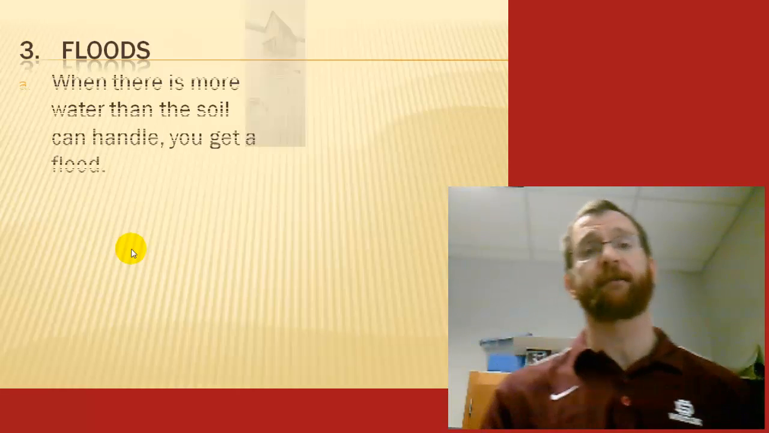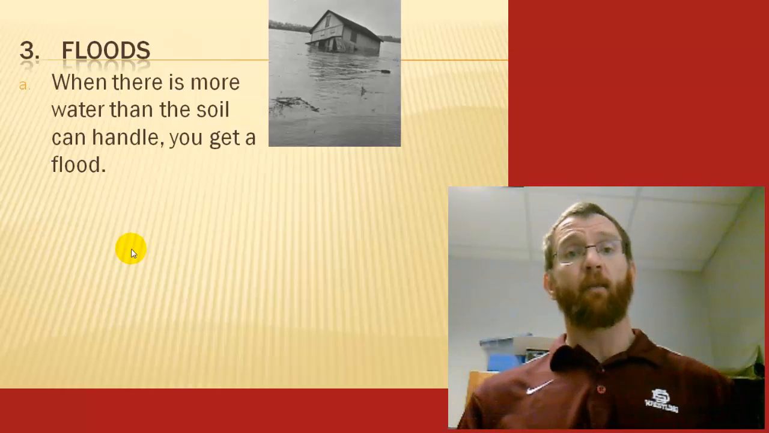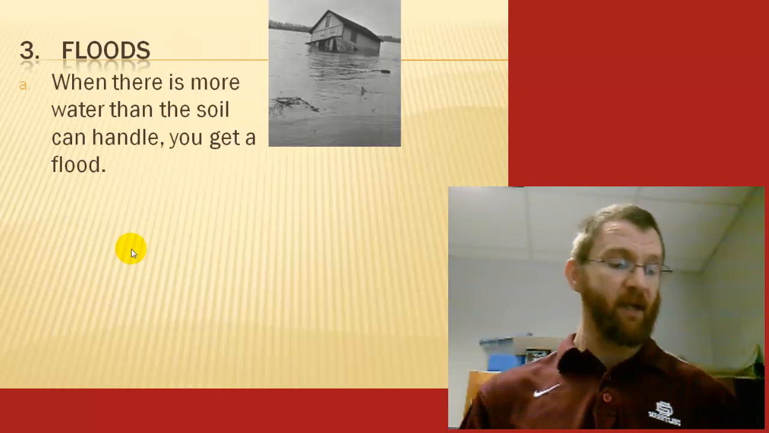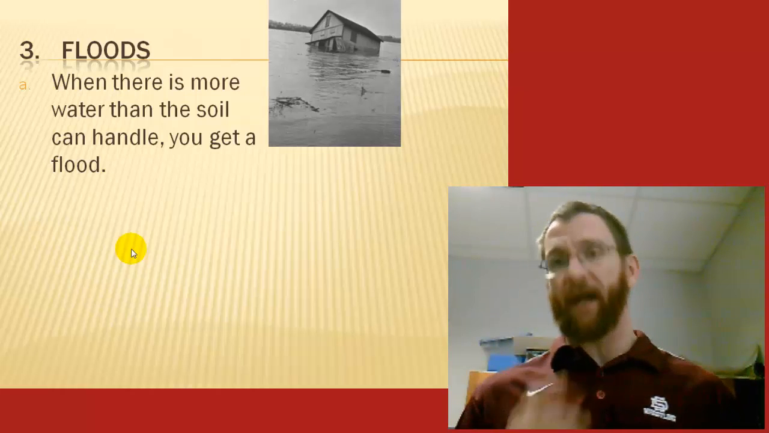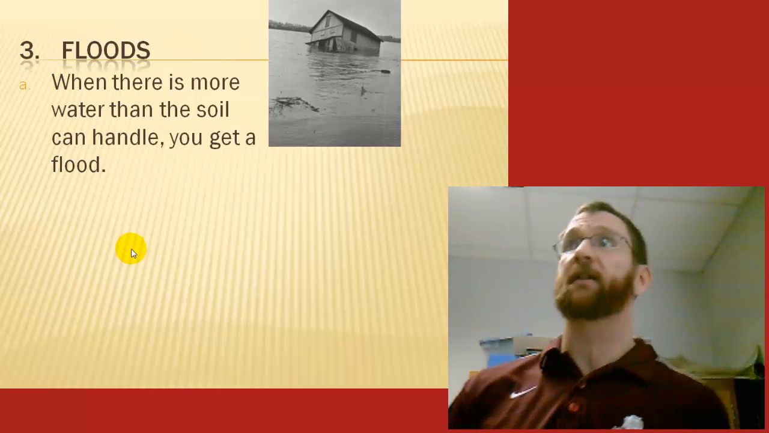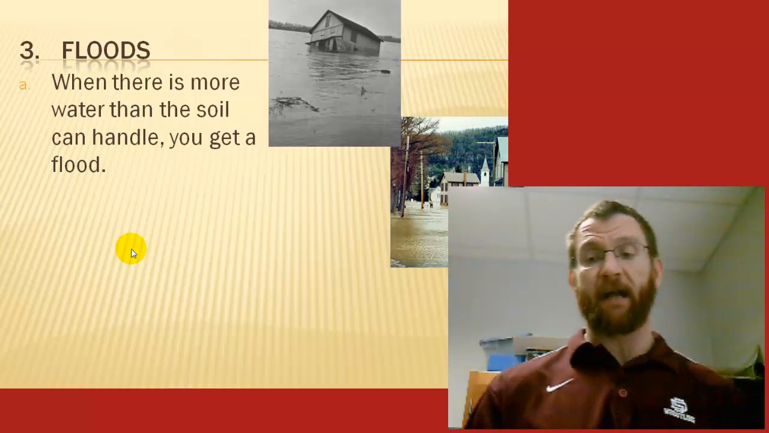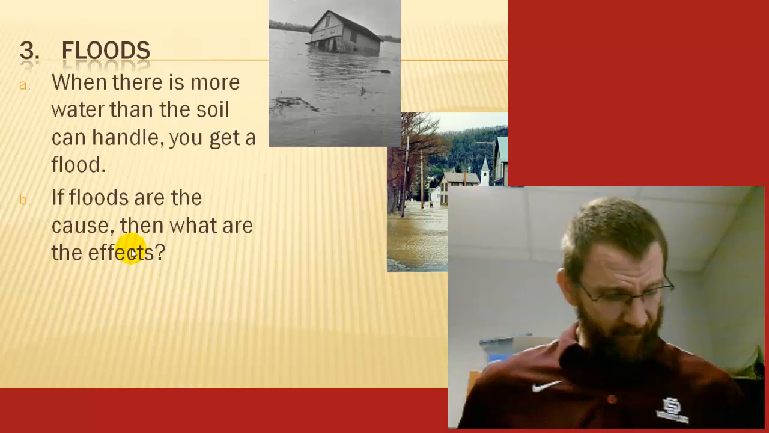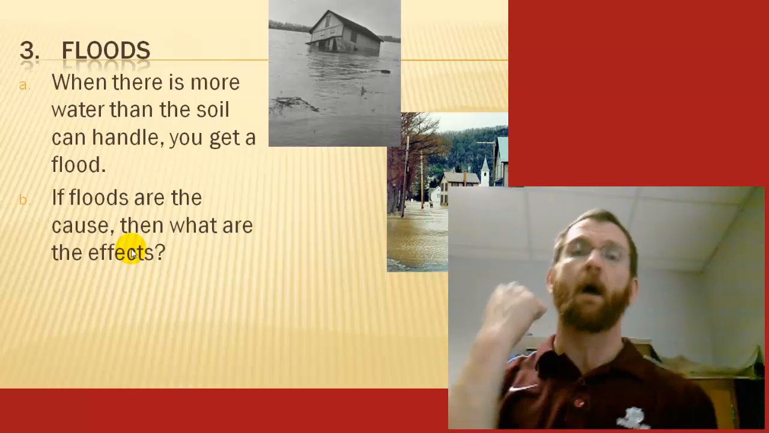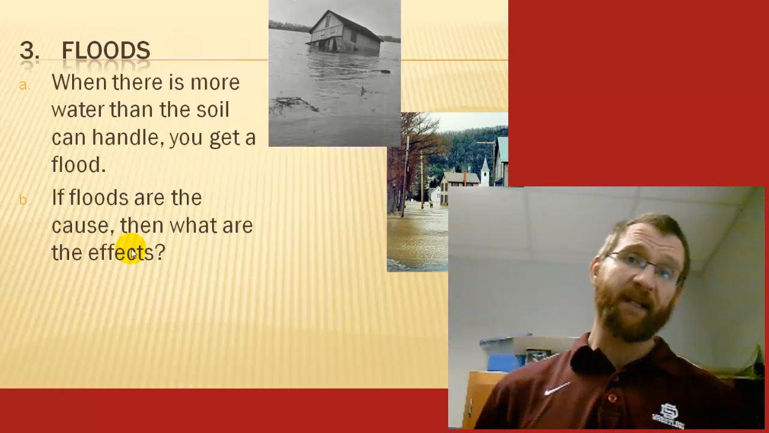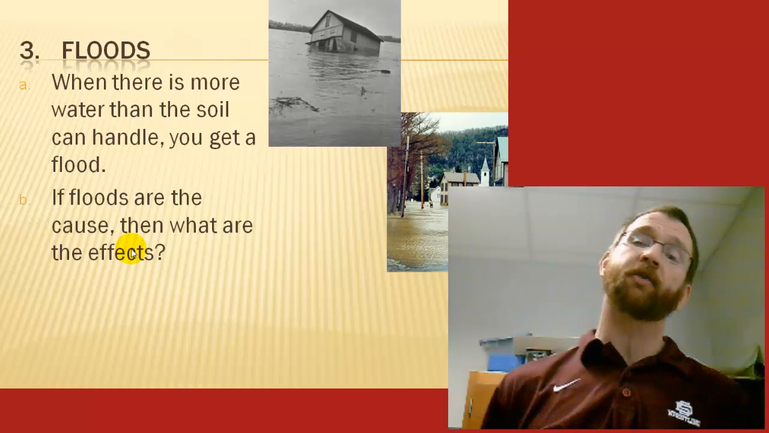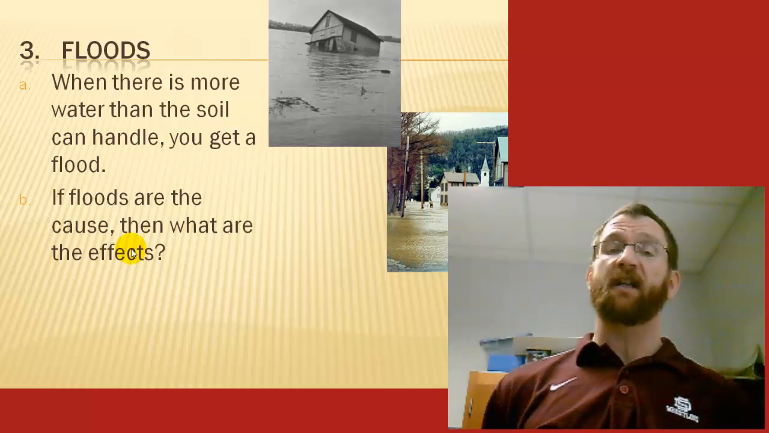The last way that the Earth's surface is shaped is called a flood. When there's more water than the soil can handle, you get a flood. Floods happen primarily when you get a lot of rain. Floods cause a lot of damage. If floods are the cause, what do you think the effects are? Monetary damage. Homes being torn apart because the floods are eroding. There we go, back to erosion. The floods are eroding the foundation that the houses are on.